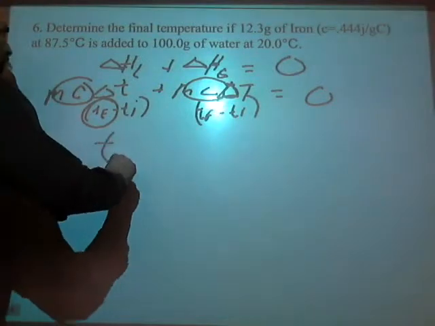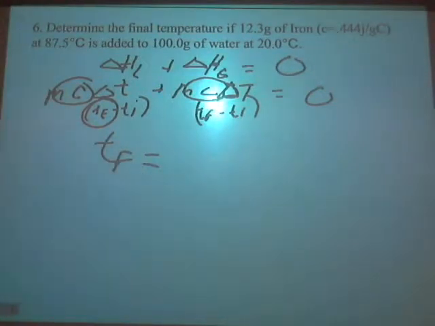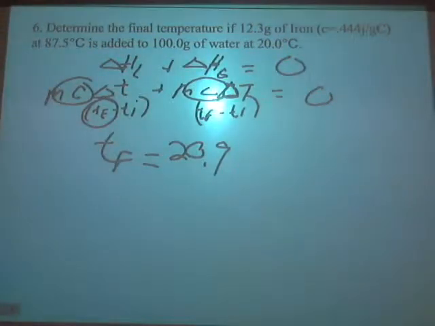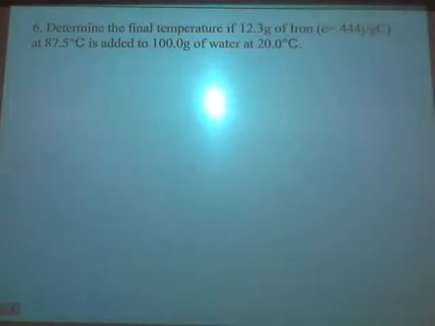If you did this correctly, what did you get for your TF, by the way? Anybody get a chance to do that one? 20.9. Anybody get 20.9? Anybody else? Quite a few people? Looks like that's probably right. Again, if you get that to a certain spot, you're only going to lose points for the math, which is not going to be many.